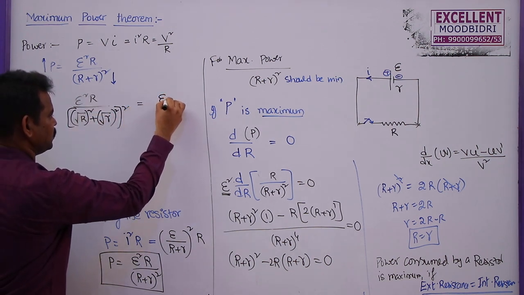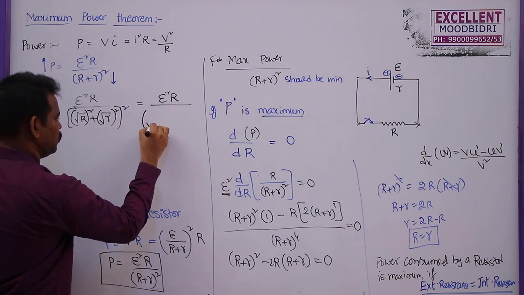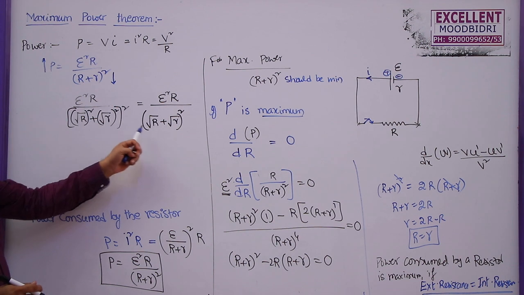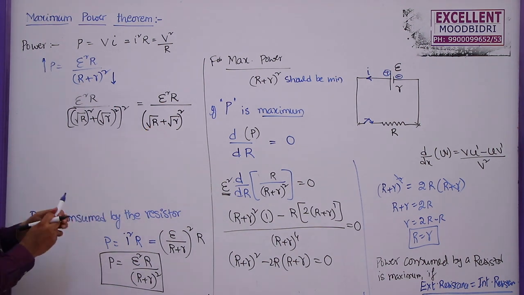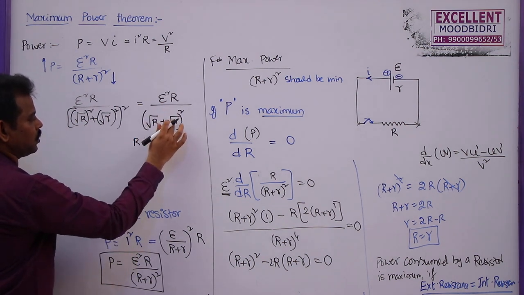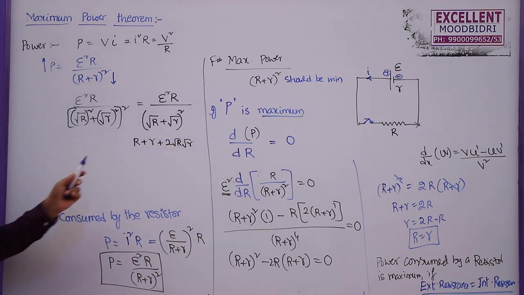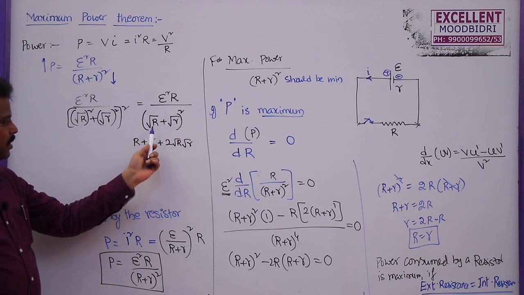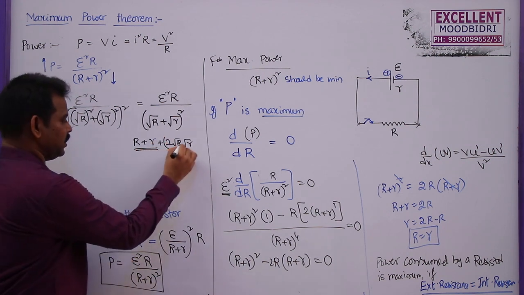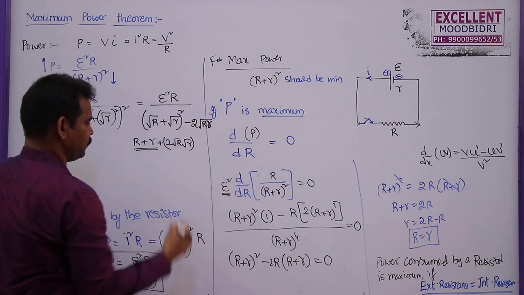So this can be written as E square R by (root R plus root small r) whole square. You can write the same thing like this also. But what is this? Root R whole square will be R, root small r whole square will be small r, plus 2 root R root small r. If you expand this using the binomial theorem, you will get this one. But I want only this capital R plus small r. This is an extra term. So I can write 2 root capital R root small r.